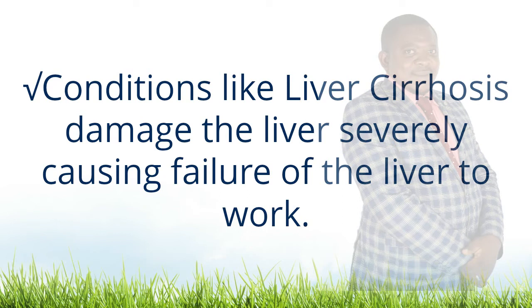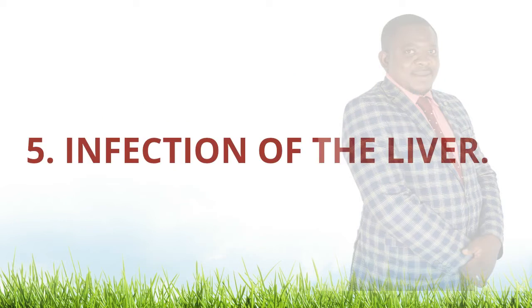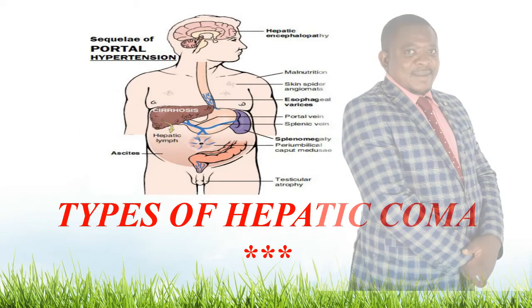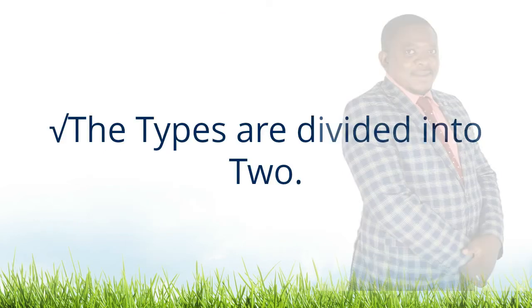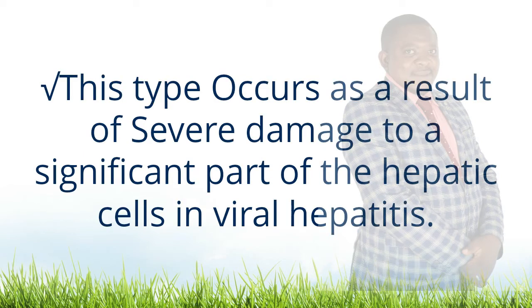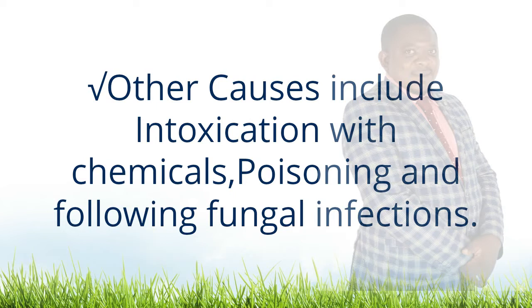Okay, other causes of hepatic coma include general infections of the liver. Okay, so general infection of the liver causes inflammation and eventually formation of abscess that may alter the normal liver function. All right, so now let's look at types of hepatic coma. So the types are divided into 2. So we have hepatocellular hepatic coma. This type occurs as a result of severe damage to a significant part of the hepatic cells in viral hepatitis. Other causes include intoxication with chemical poisoning and following fungal infection.